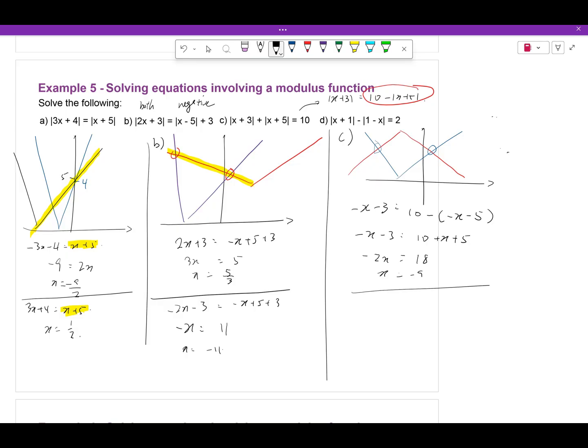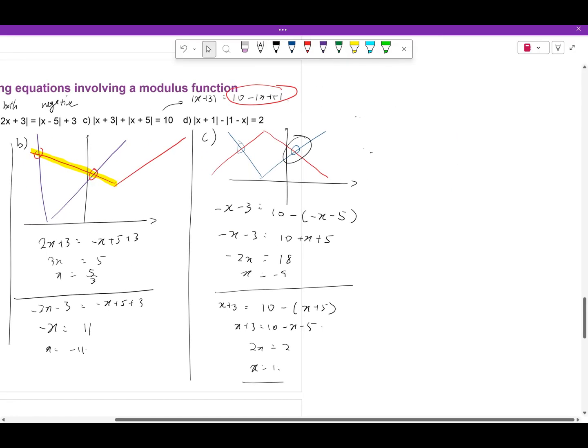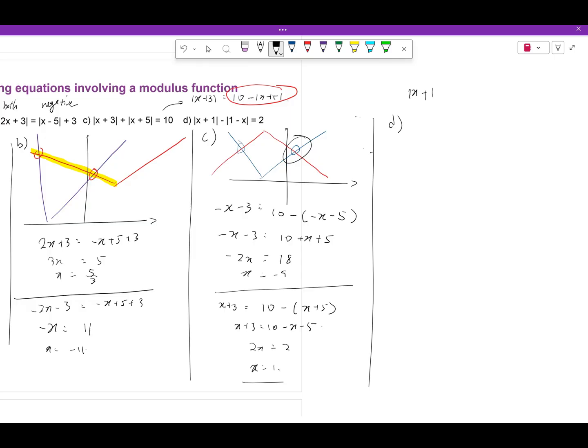如果它是 positive and positive，那也就是 positive 3x equal to 10 minus bracket the positive modulus。所以这里的话 it becomes 2x equals to 2 and x equals to 2. The next one. Again, reformat.